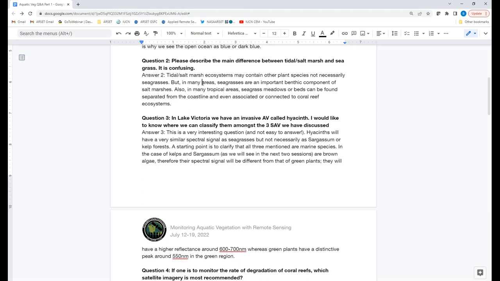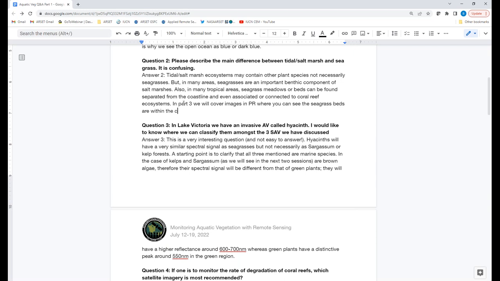There you will see, particularly in session 3, where we talk about Sargassum, some aerial photos and images from coral reefs in Puerto Rico, where you can see that some of the seagrass beds are actually within the coral reef itself, so they're part of the coral reef ecosystem. So yes, in many areas seagrasses are an important component of salt marshes, but not necessarily. Depends on where you are on the planet.